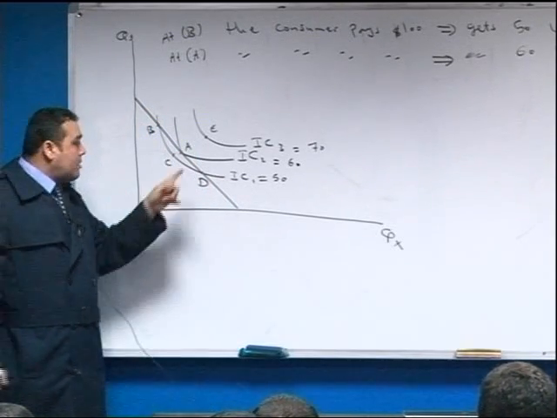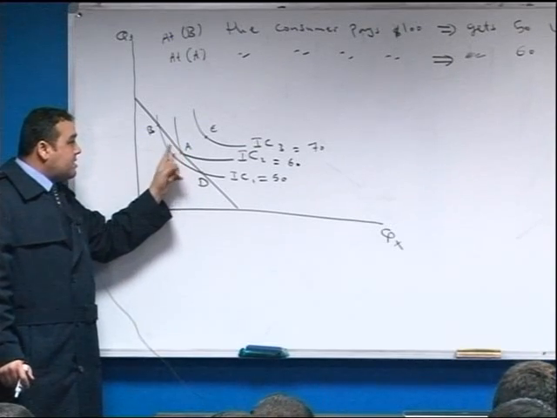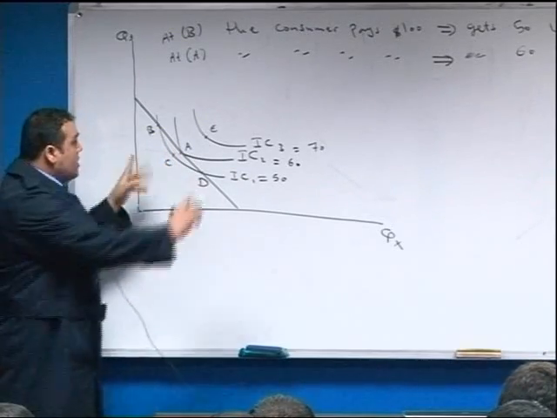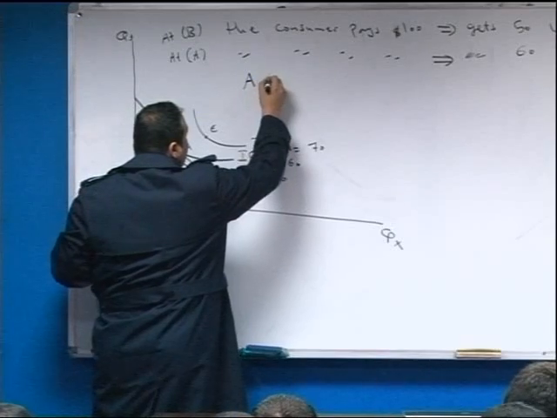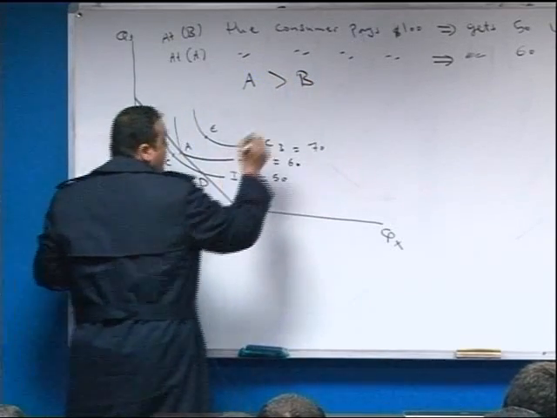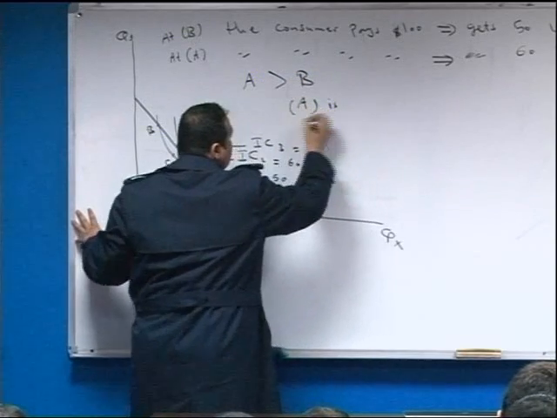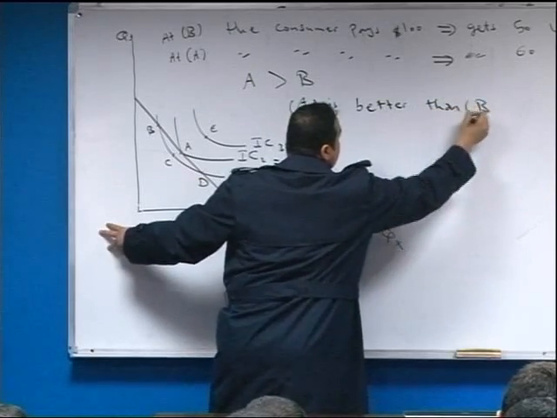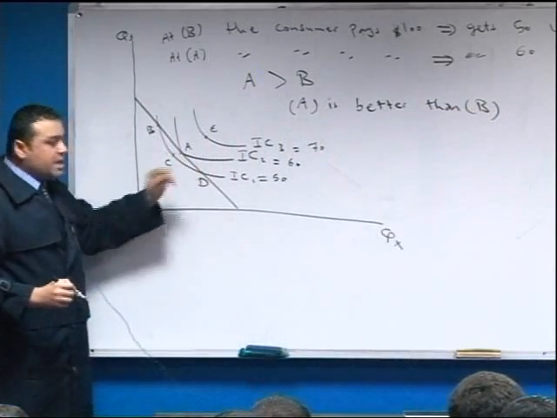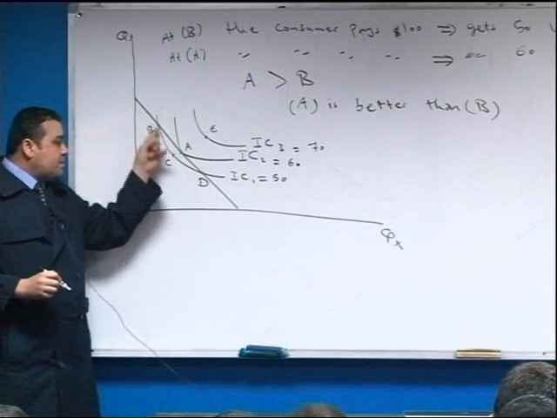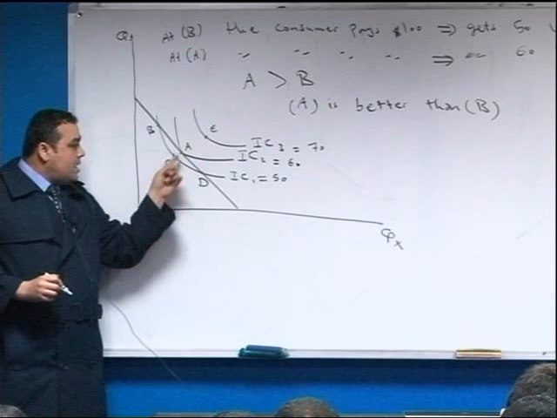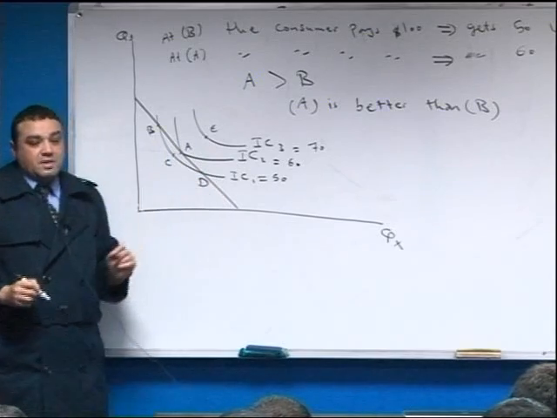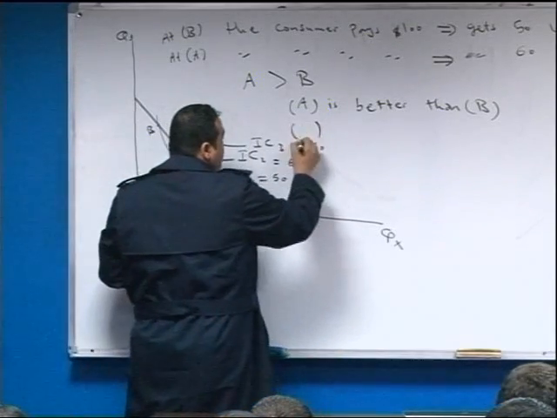The same idea for the distinction between A and D. So in this case, A is better than B. What about B and D? The same. At A, he spends $100 and he gets 60 utils. At D, he spends $100 and he gets 50. So A is better than D.